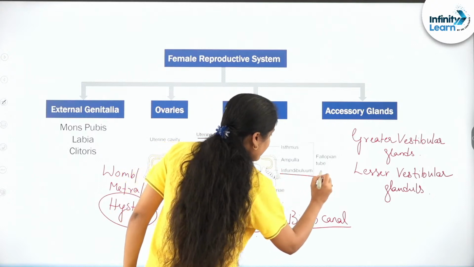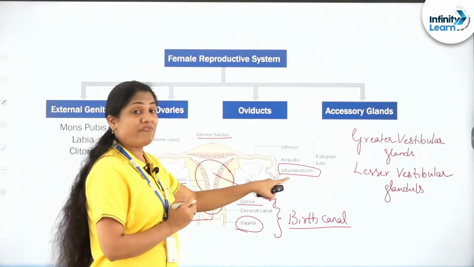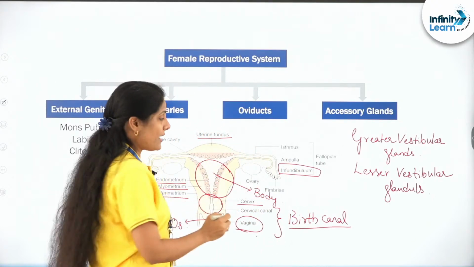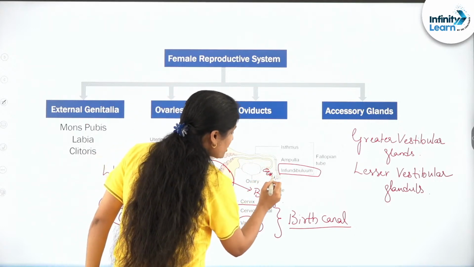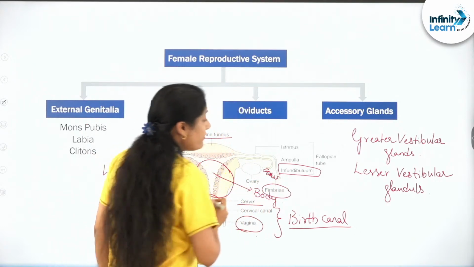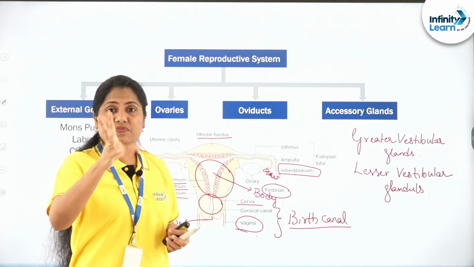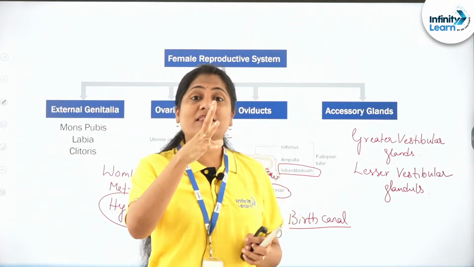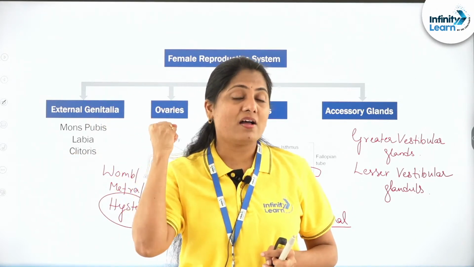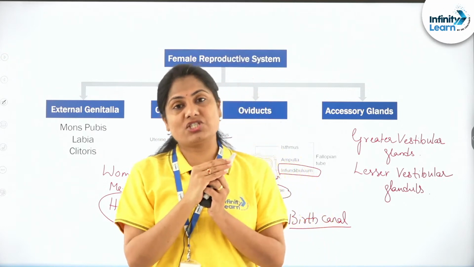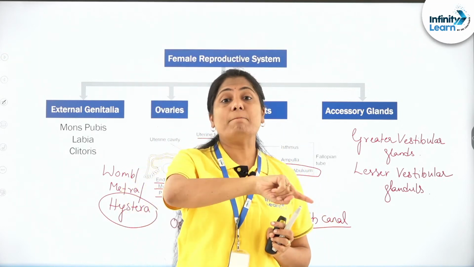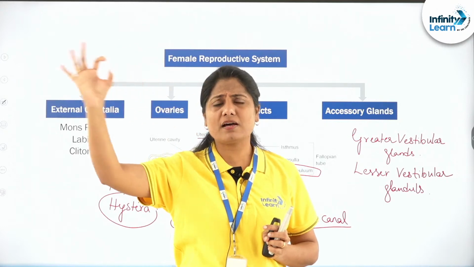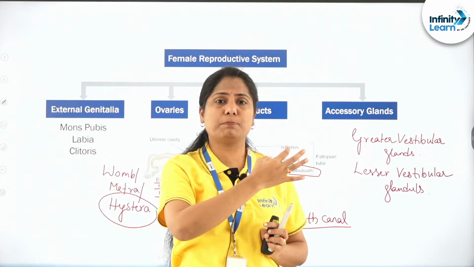The infundibulum is the funnel-like structure, right? It has finger-like projections. What are they called? Fimbriae. These fimbriae are the ones which are helping with the collection of the ova. No direct connection there, just like the males. In males, it's a tubular structure, continually carrying the sperm outside.